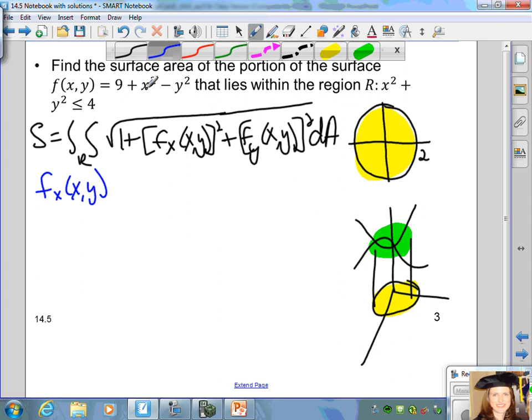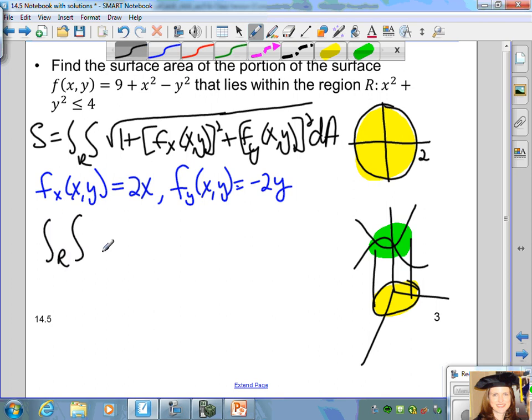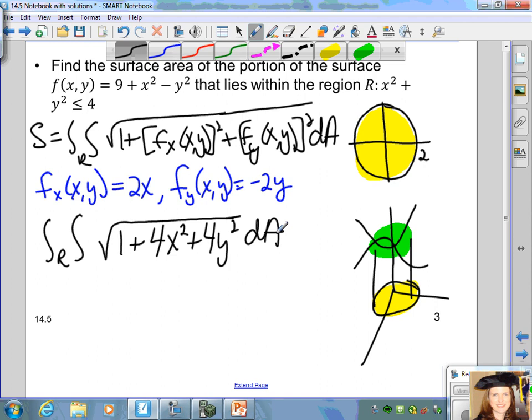The partial derivative with respect to x, you treat x as a variable and y as a constant. That derivative is 2x. You take the partial derivative with respect to y, treat y as a variable and x as a constant, and that partial derivative is negative 2y. Let's go ahead and plug it into the formula for surface area, a double integral of the square root of 1 plus, if we square this, we get 4x squared, and we square this, and we get 4y squared, times the differential area.